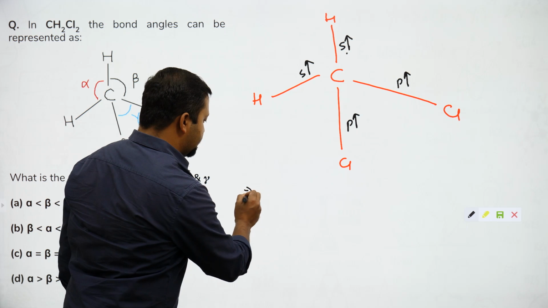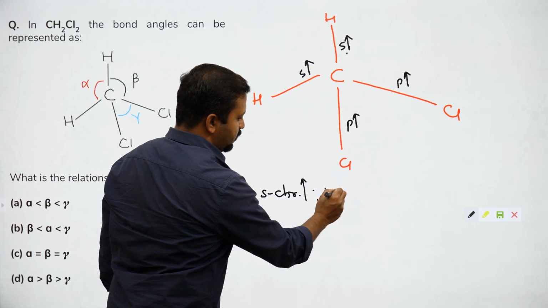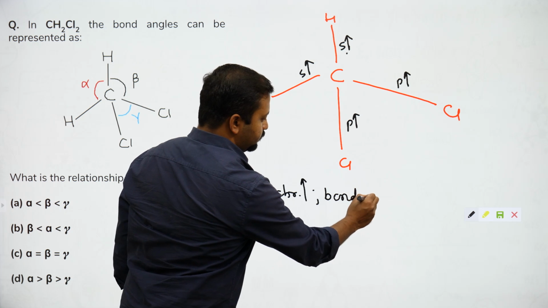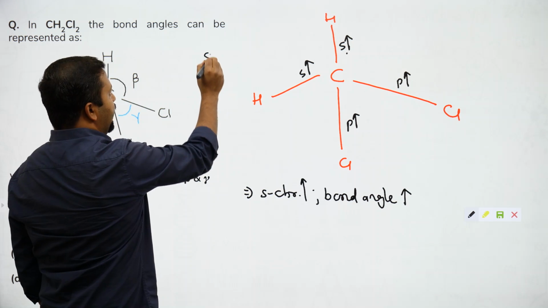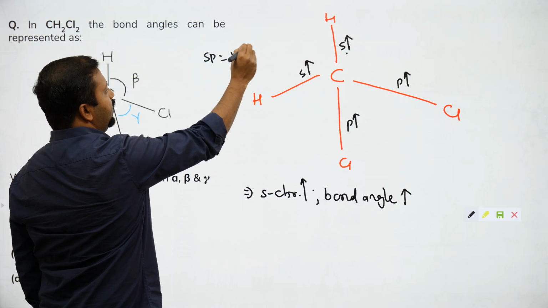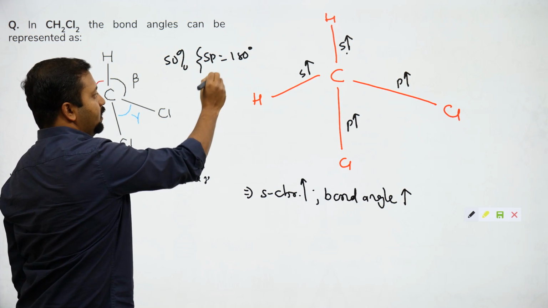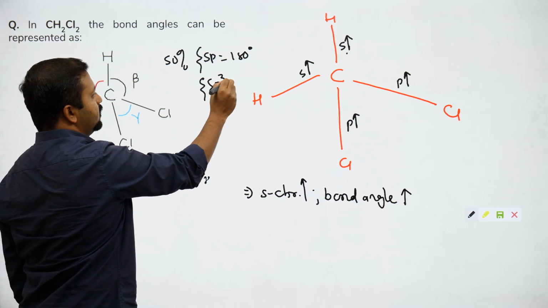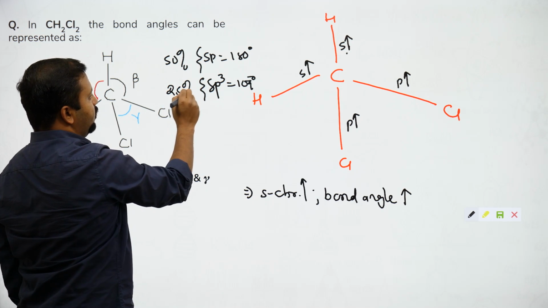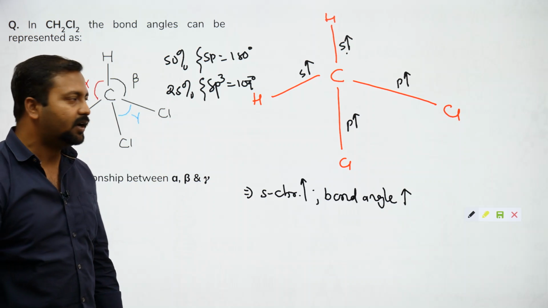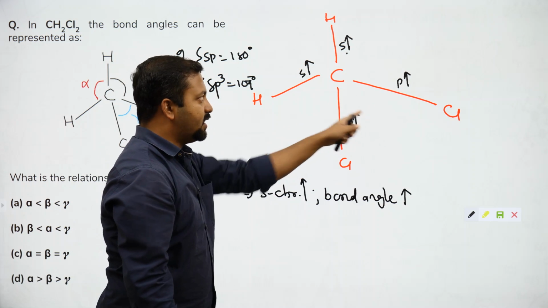So if S character increases, bond angle also increases. अब चेक कर लीजिए, sp में बॉन्ड एंगल कितना होता है 180, s कैरेक्टर कितना है 50%. sp3 बॉन्ड एंगल इज 109 डिग्रीज. व्हाट इज द s कैरेक्टर 25%. तो s कैरेक्टर इंक्रीज किया, बॉन्ड एंगल इंक्रीज कर गया. सो इस रीजन में s कैरेक्टर ज्यादा है, इस रीजन में s कैरेक्टर सबसे कम है.